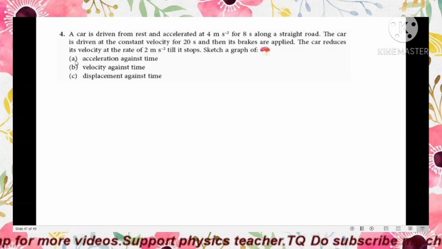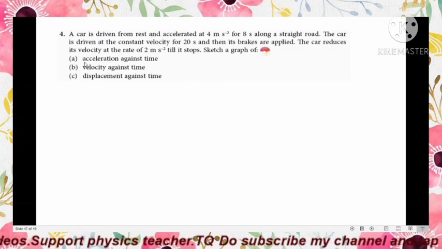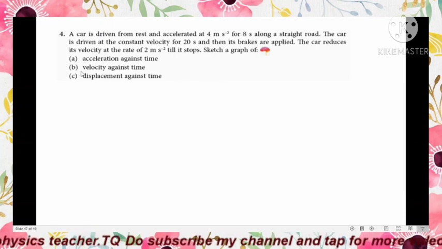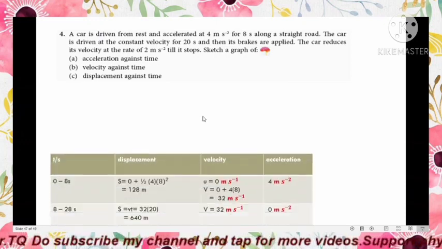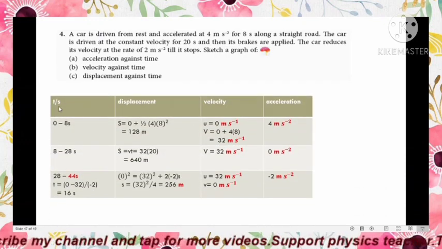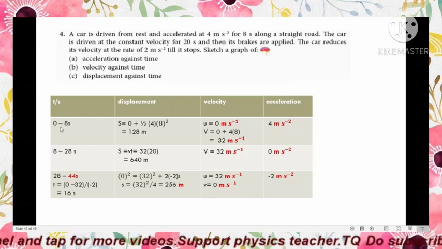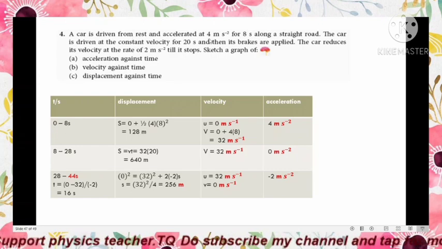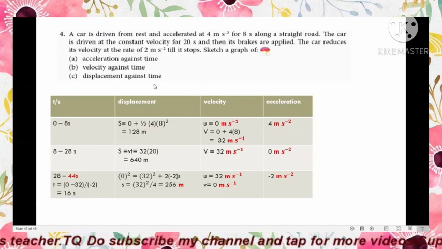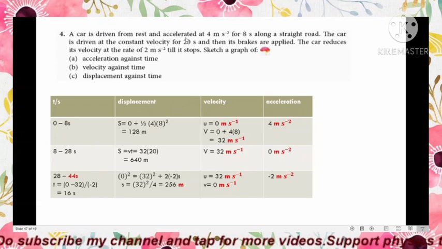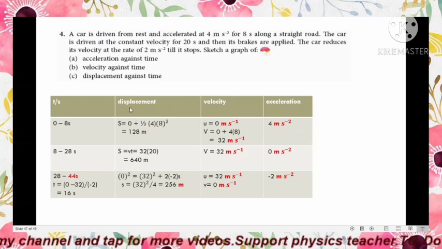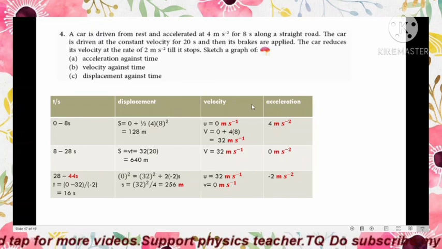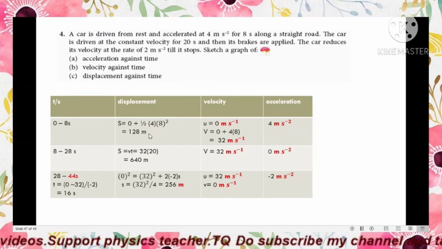In order to draw the graph, we want to find all information about acceleration, velocity, and displacement. So I make it in one table here. We start with the first time interval, 0 to 8 seconds. So 0 to 8 seconds is a uniform acceleration. So we try to find displacement, velocity, and acceleration for the first time interval.